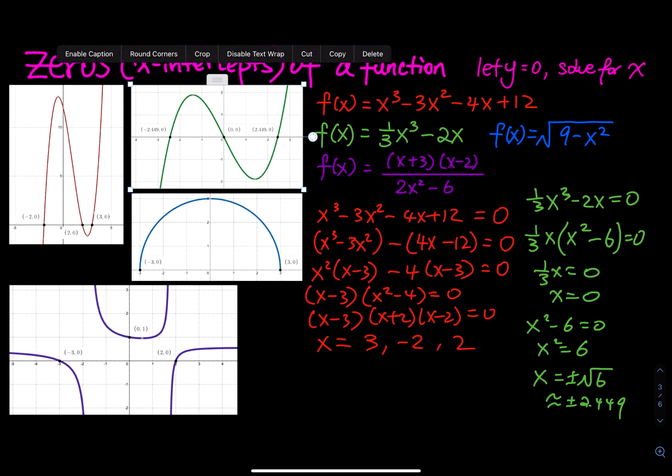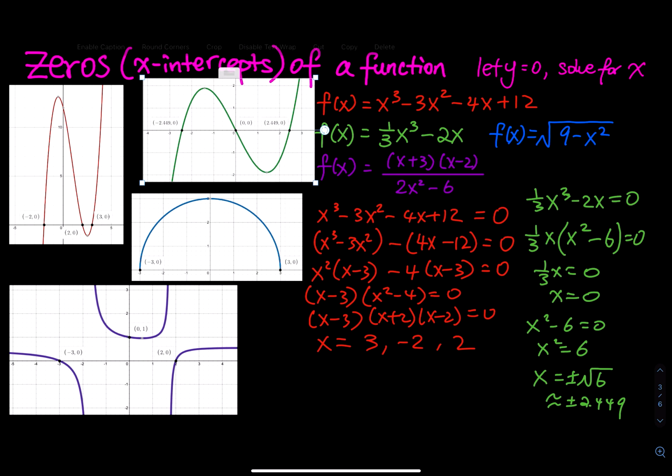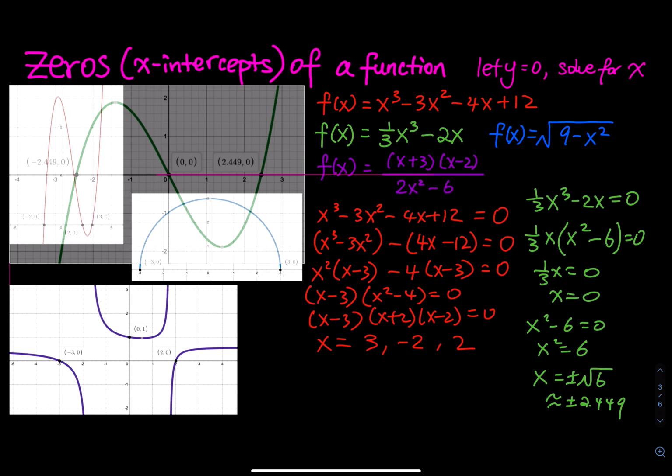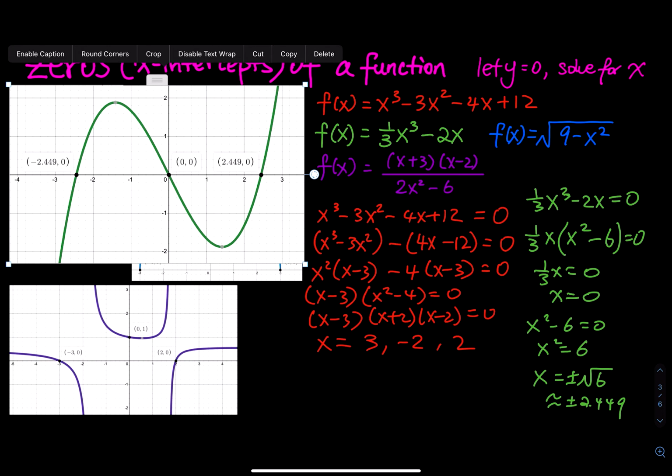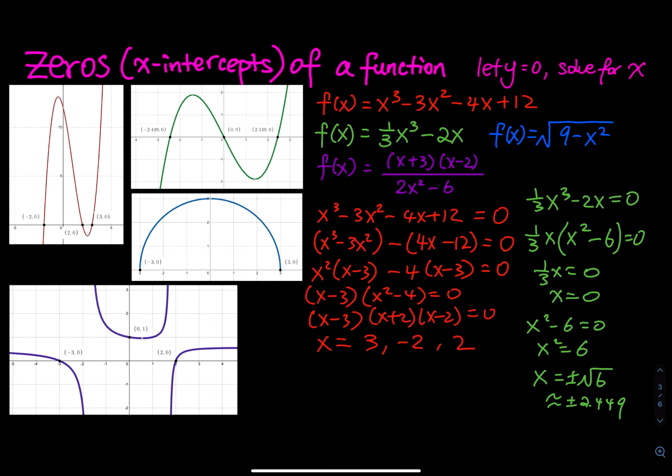So that's how we got 2 points right over here. Blow this up. That's how you got the plus or minus, and also the x equals 0. All right, so moving on to the blue picture.